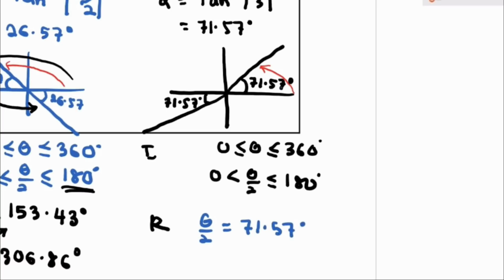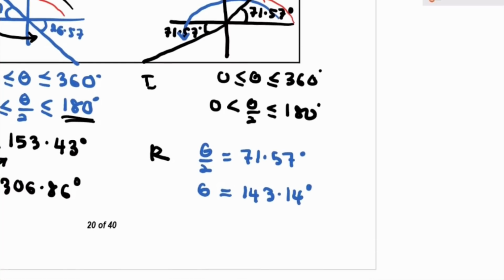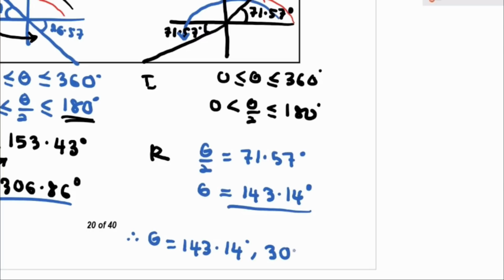If you rotate more, it is already more than 180, right? So you cannot take it. So your theta here is 71.57 times 2. You will get 143.14. So the last answer is you combine the two results here. So the last answer is 143.14 and 306.86. That's all for example 20.